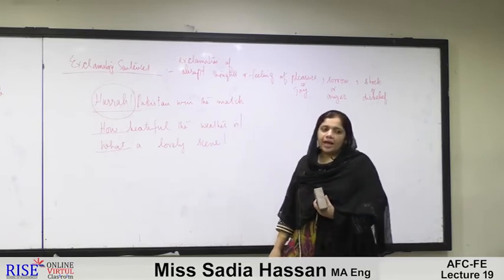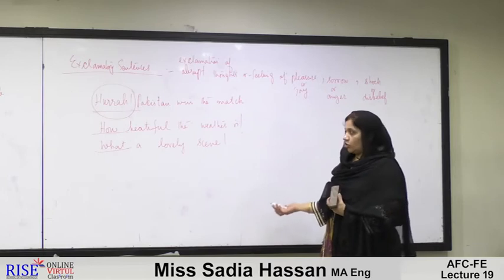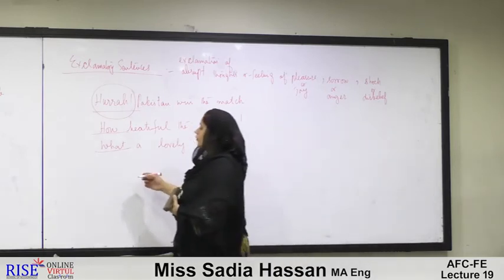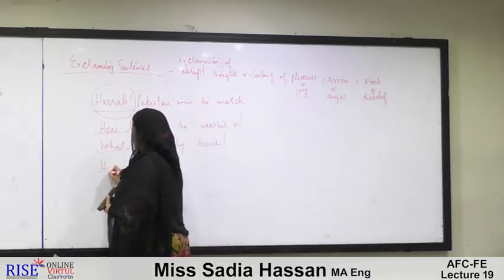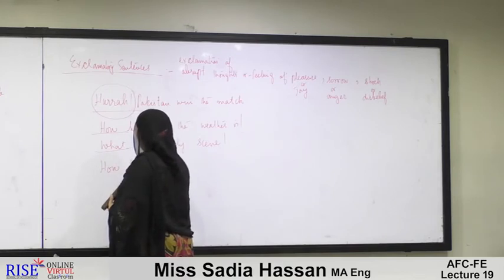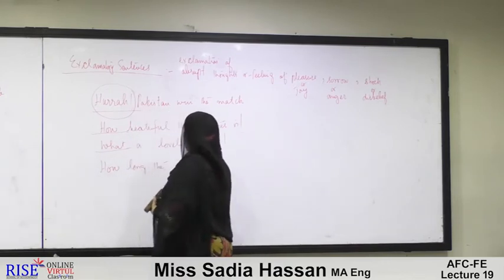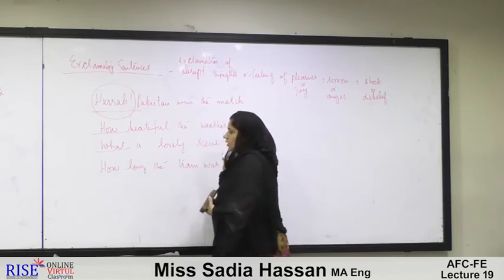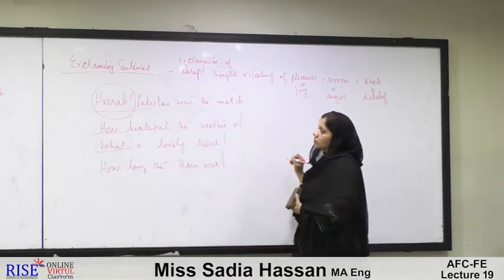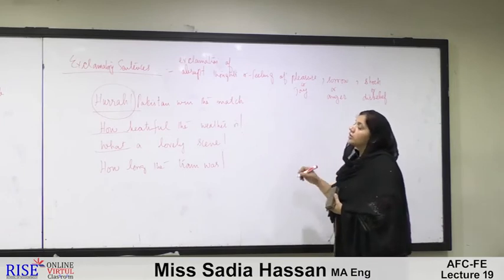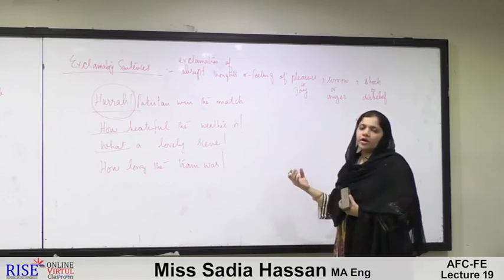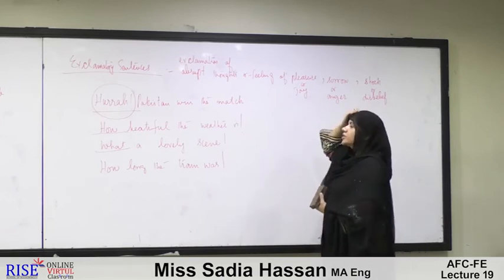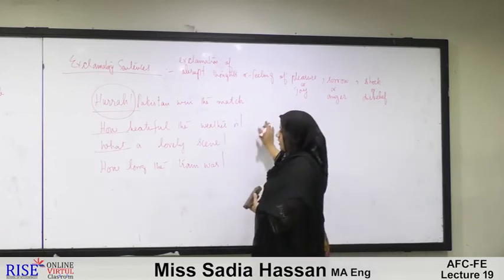sorrow or anger, and disbelief or shock. For example, the example of shock or wonder is, how long the train was. This is an example of shock. This is an example of wonder or disbelief. Okay, this was all with the exclamatory sentences.